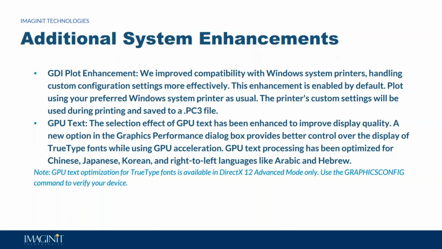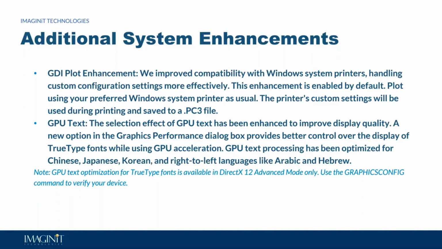GPU text, so the selection effect of GPU text has been enhanced to improve display quality. A new option in the graphics performance dialog box provides better control over the display of TrueType fonts while using GPU acceleration. The GPU text processing has been optimized for Chinese, Japanese, Korean, and left to right or right to left languages like Arabic and Hebrew. And note, the GPU's text optimization for TrueType fonts is available only in DirectX 12 Advanced mode. Use the graphics config command to verify your device.